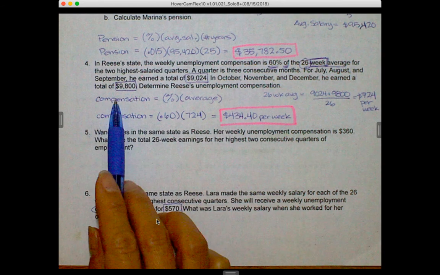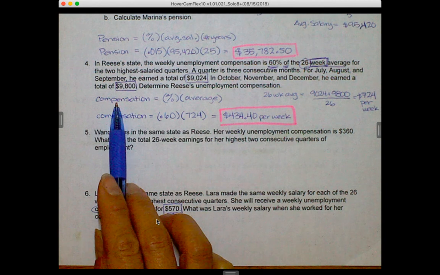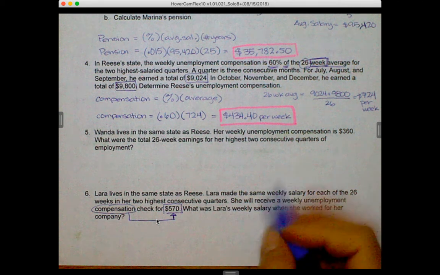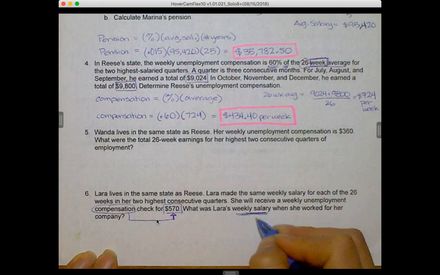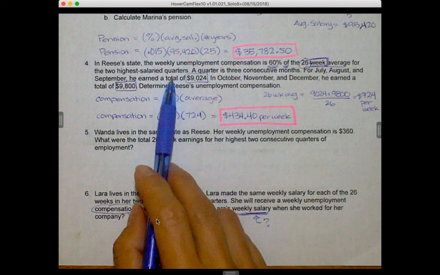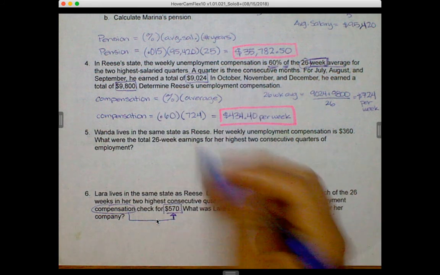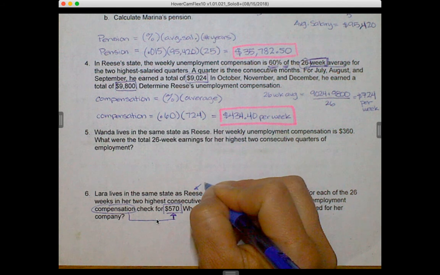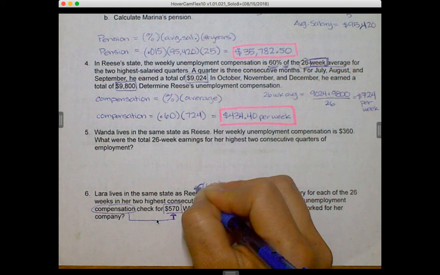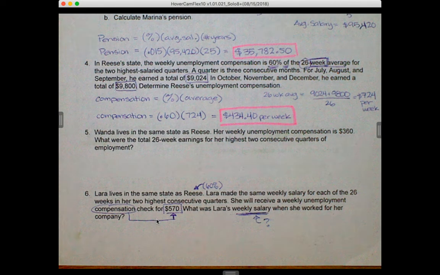So we already know what's supposed to go over here. What was Laura's weekly salary when she worked for her company? So they want to know her weekly salary. This is what they're trying to figure out. Now we notice that we're not given a percentage here. However, she lives in the same state as Reese from this problem up here. So we're going to use 60%, because remember, in Reese's state, we get to use 60%. We're just using the same percentage because they live in the same state.